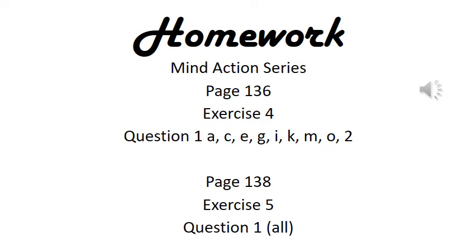So for homework today, in your Mind Action Series textbook, exercise 4, you're going to do question 1, the left-hand column. So A, C, E, G, I, K, M, O. Then you're going to do the whole of question 2. Then you're going to turn to page 138, exercise 5, and you're going to do the whole of question 1. For exercise 4, each of those you're going to do on a new Cartesian plane. But for exercise 5, question 1, you're going to do that on the same set of axes. So just one Cartesian plane with the 6 graphs on it.